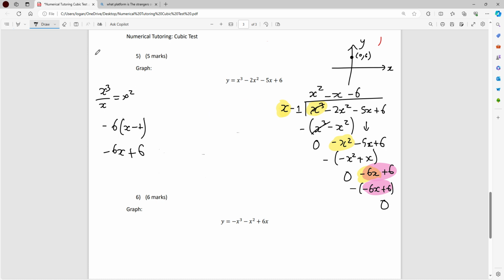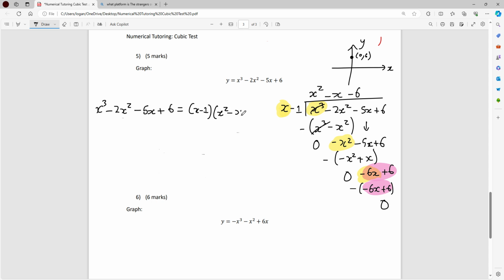So this cubic that we have here, x cubed minus 2x squared minus 5x plus 6, is the same as the following: x cubed minus 2x squared minus 5x plus 6 equals x minus 1 multiplied by x squared minus x minus 6. Okay, so if this is equal to 0, we can start to factorize the little quadratic here.